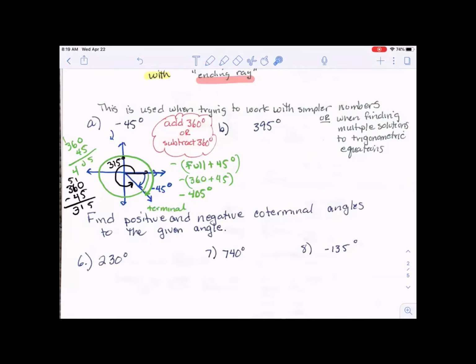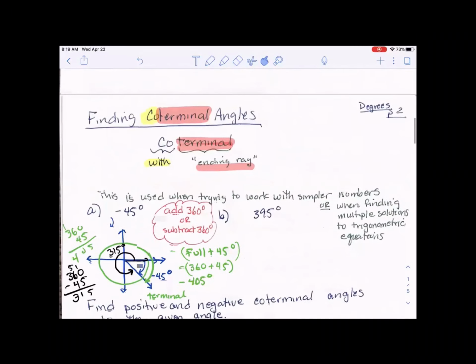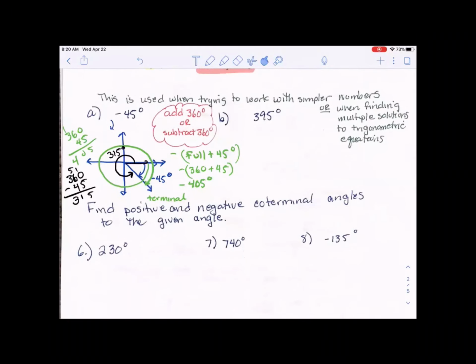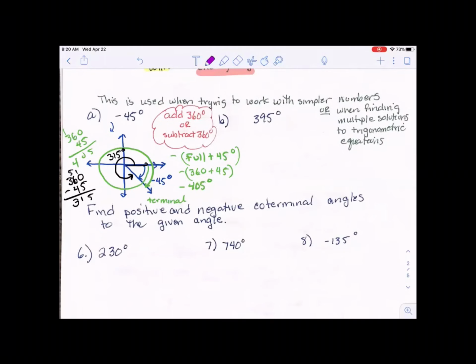So if I go over to this 395-degree angle, my part B over here, and I want a coterminal angle. Let's read the question, make sure we're doing this. Yeah, we're just going to find a coterminal angle. I'm going to take my 395 degrees that I'm given, and I'm going to subtract 360 degrees. That's going to give me my 35 degrees. That's a positive angle. Or I could take my 395 degrees and I could add 360 degrees. That would be another coterminal angle. So if I add, I'm going to have a 755-degree angle.